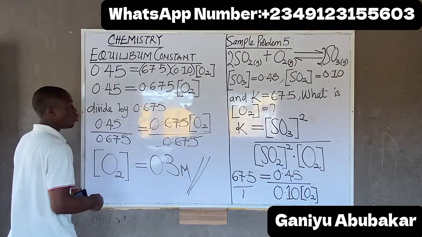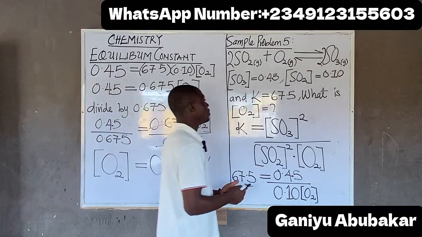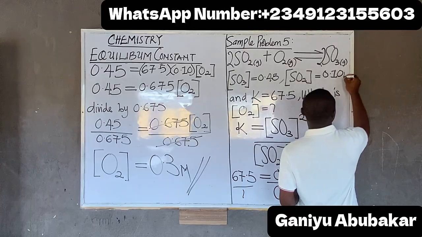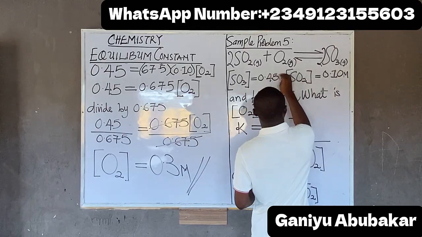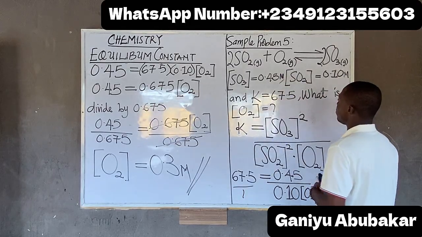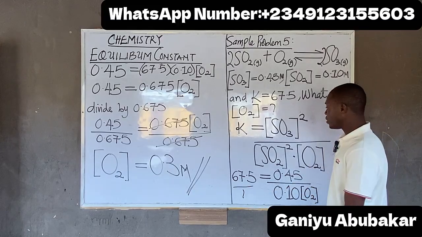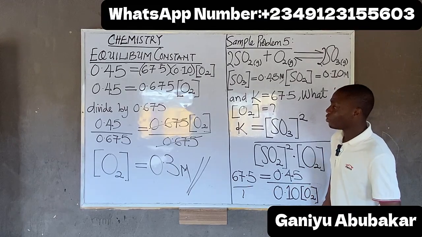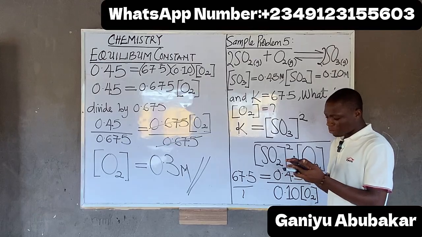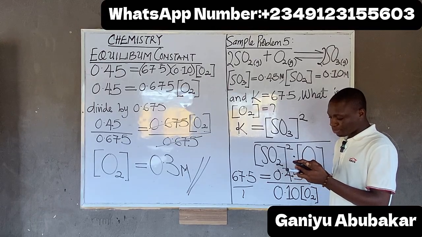So it becomes your answer to this particular question. There was a mole here, M here, there's an M here. That's the SI unit here, M. So this becomes your answer to this particular question. This is how you solve problems of this nature.